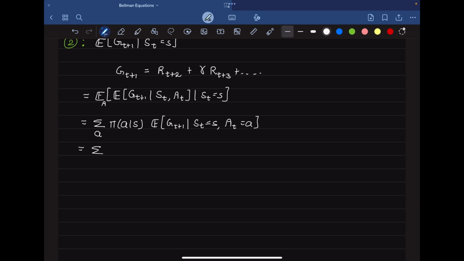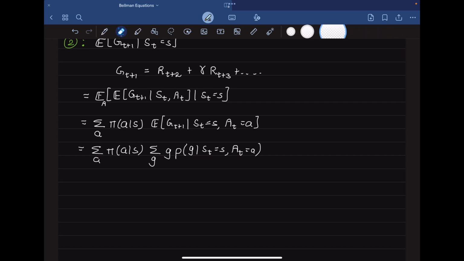I cannot say that this is basically equal to summation over all the actions like this, and then summation over all the returns I'm getting, g times the probability of getting this g given that I was in the state s in the previous time step and I took the action a in the previous time step. Because in order to know about the reward in the time step t plus 2, I will have to know about my current state in the time step t plus 1, right? So I cannot simply write it like this.